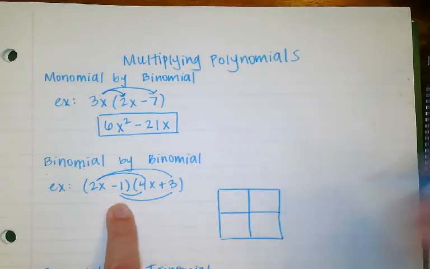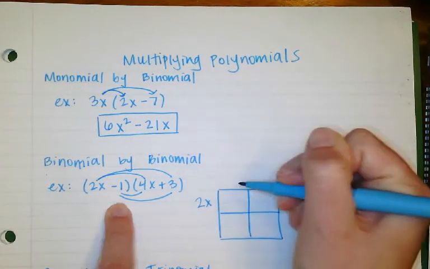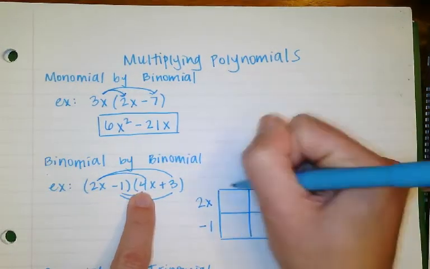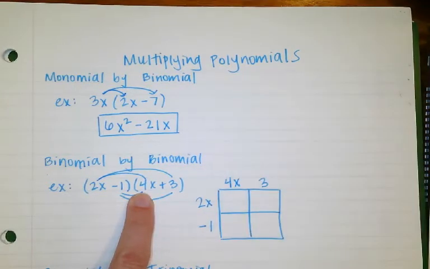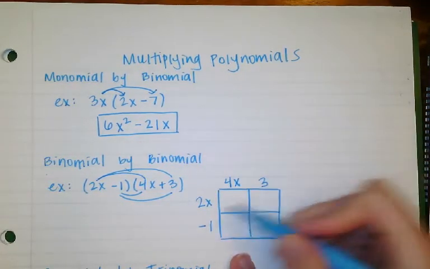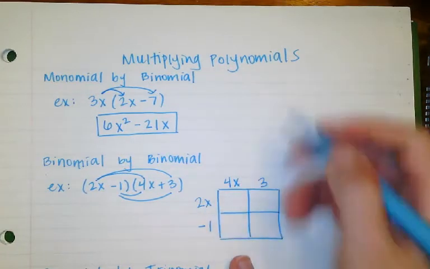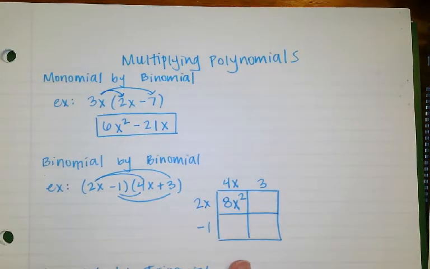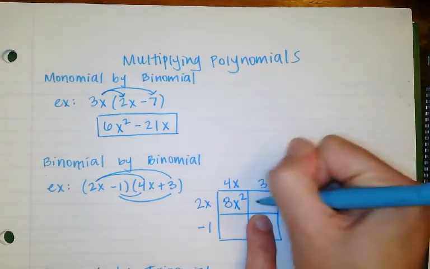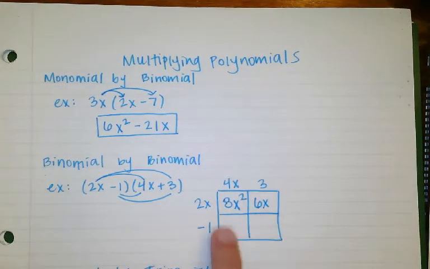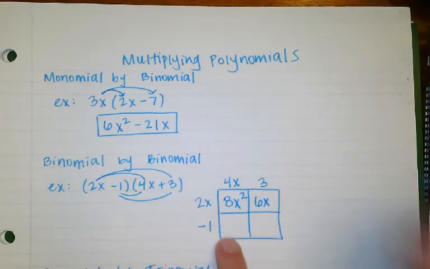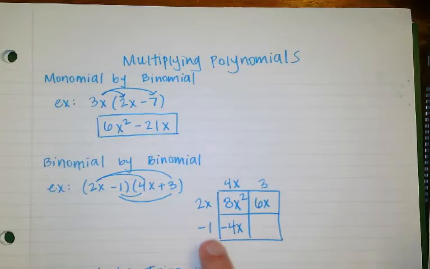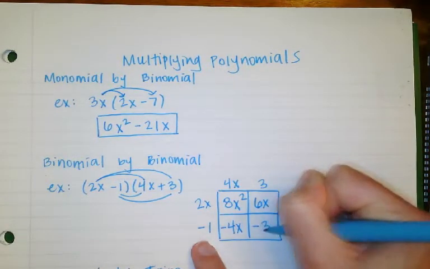So 2x minus 1, it doesn't matter where you put each binomial. Since I see a minus 1, I'm going to show that with a negative 1, and then a 4x and a positive 3, and then we're going to multiply to fill the box. So 2x times 4x, 2 times 4 is 8. X times x is x squared. 2x times 3 would be 6x. Negative 1 times 4x would be negative 4x. And then negative 1 times 3 will be negative 3.